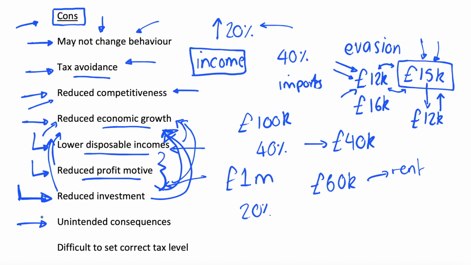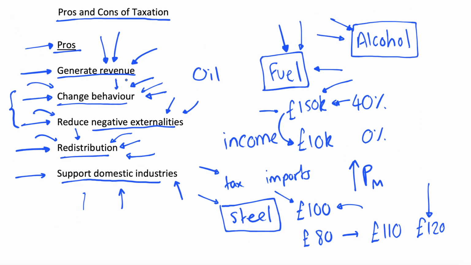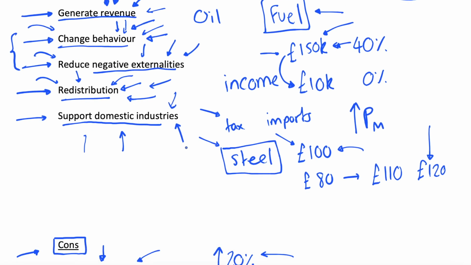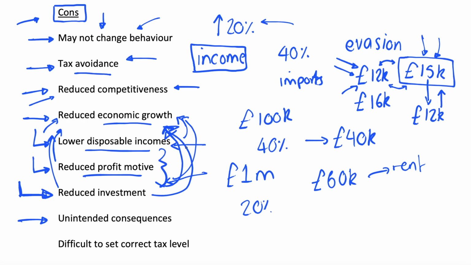Another impact is going to be unintended consequences of taxation. And we said that there are various things that a government can use taxation for. They may want to generate revenue, change people's behaviour, reduce negative externalities, and these are the reasons why a government will implement taxation. Of course, redistribution and support domestic industries are other reasons that a government would implement taxation.